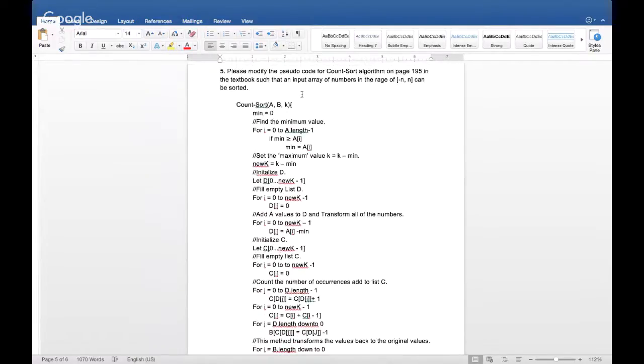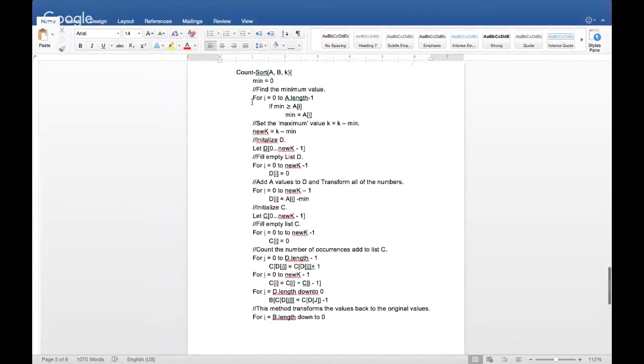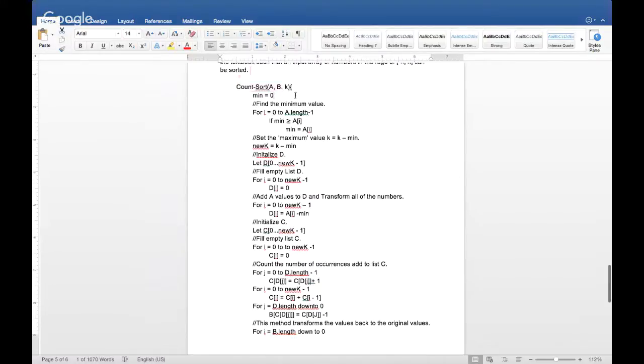number 5, we modified the pseudocode for the count sort algorithm on page 195 of the textbook, such that input arrays with numbers in the range -n to n can be sorted. So this one took me a while to figure out, but I finally figured it out. So count sort, we have the original array A, excuse me, and the array we would like to put A into, and then the max range K.